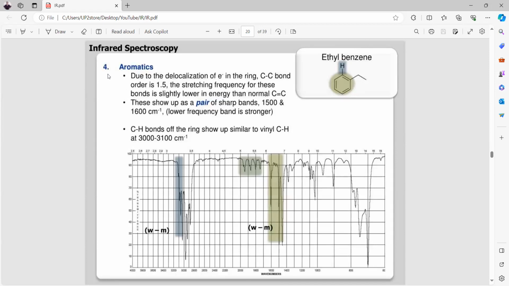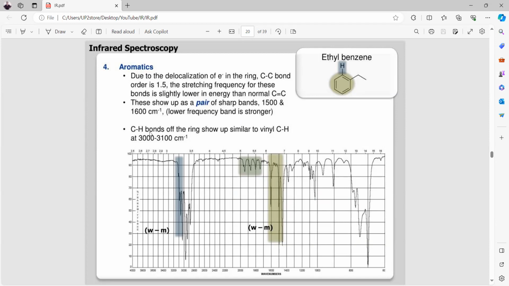And we can also discuss the aromatics, and we have an example, ethylbenzene. Due to the delocalization of electrons in the ring, the C single bond C order is 1.5. The stretching frequency for these bonds is slightly lower in energy than a normal C double bond C. So these show up as a pair of sharp bands, actually around 1,500 to 1,600. The lower frequency band is stronger.